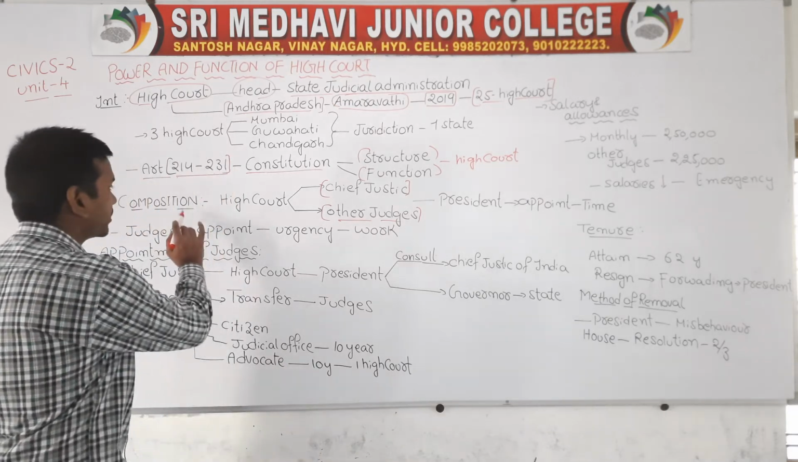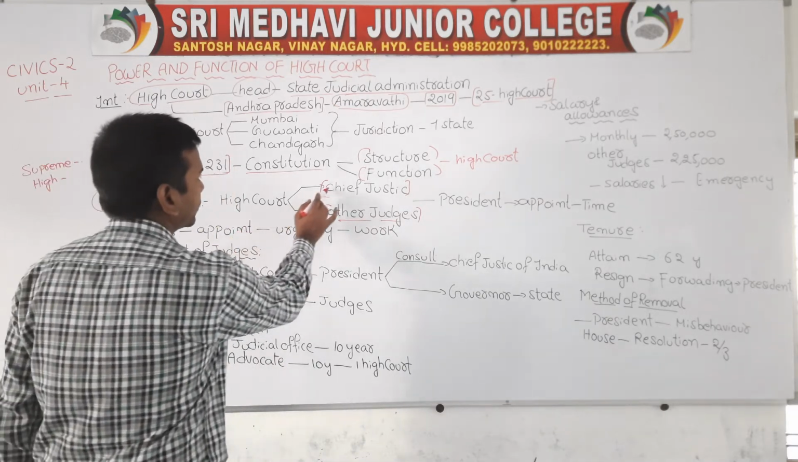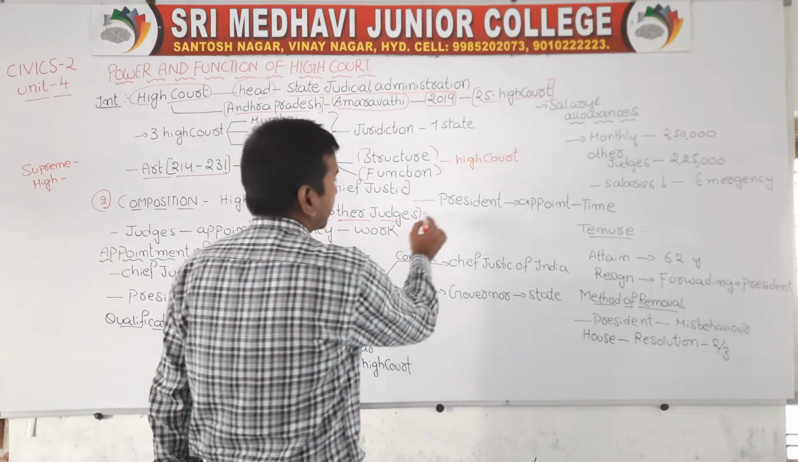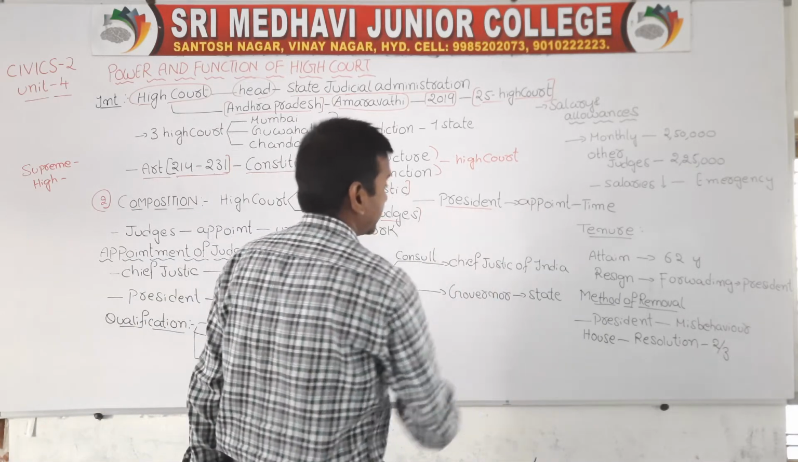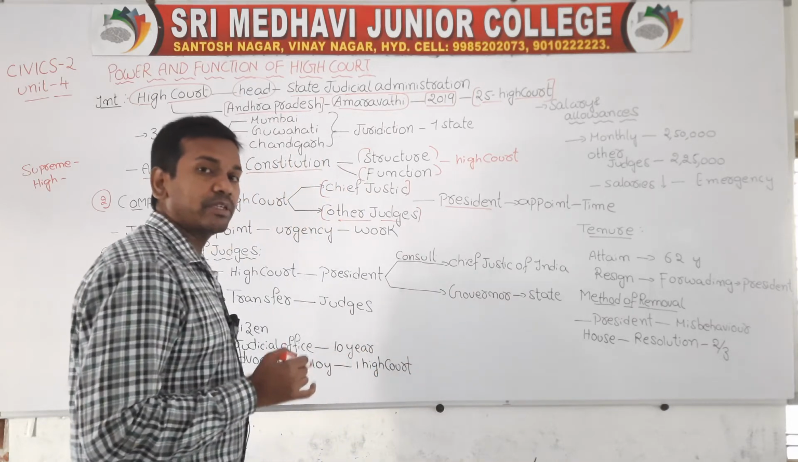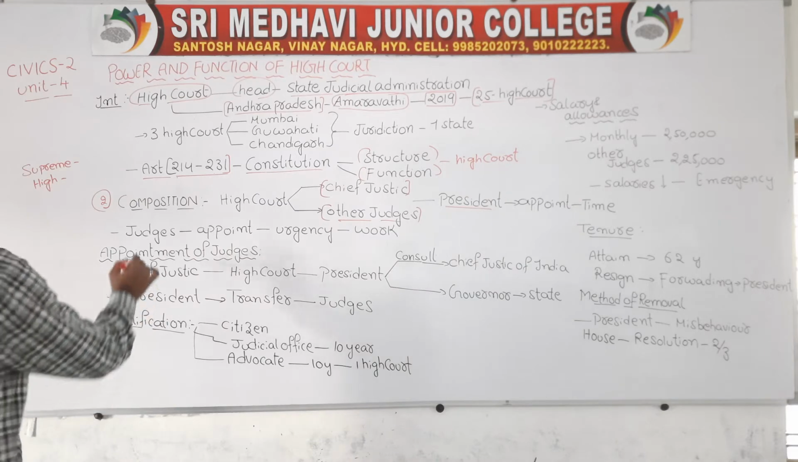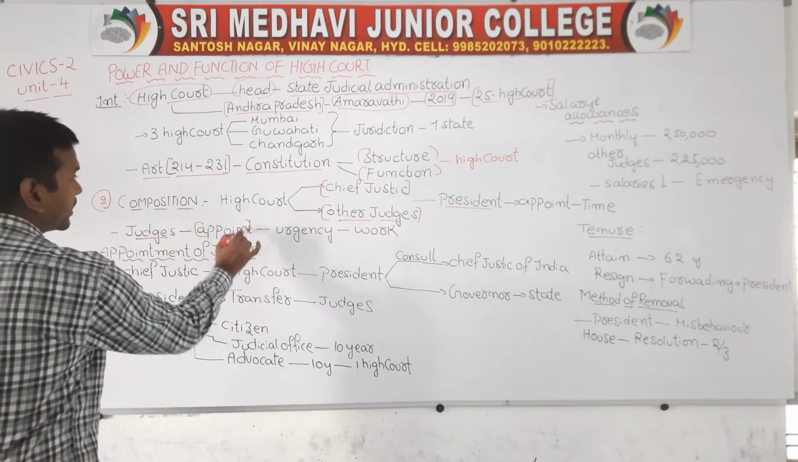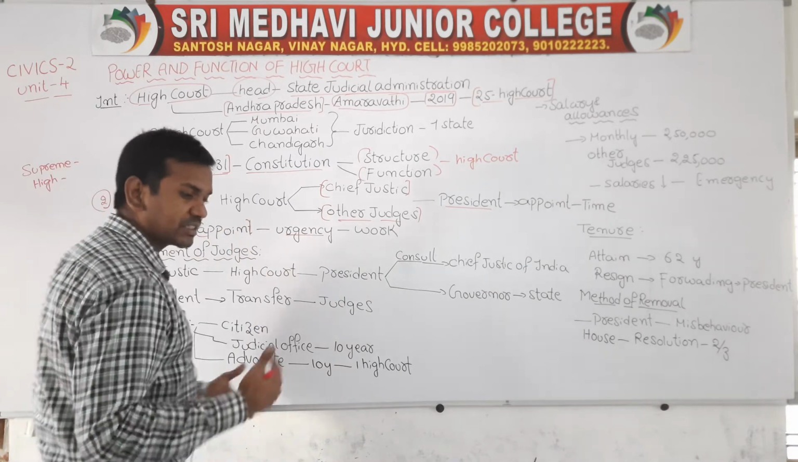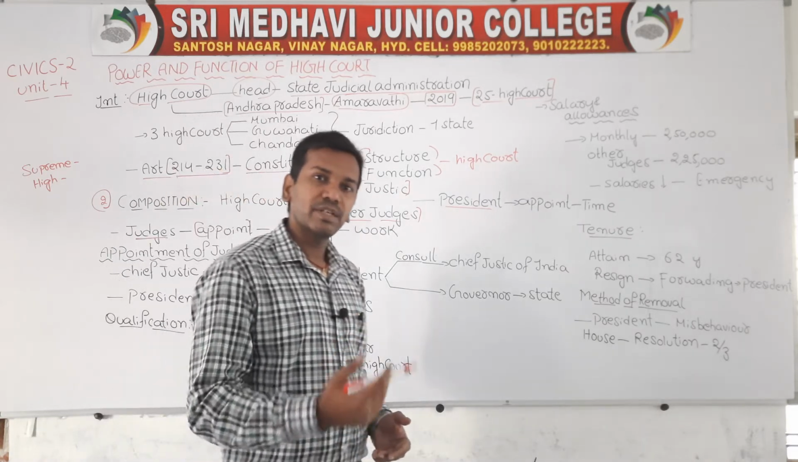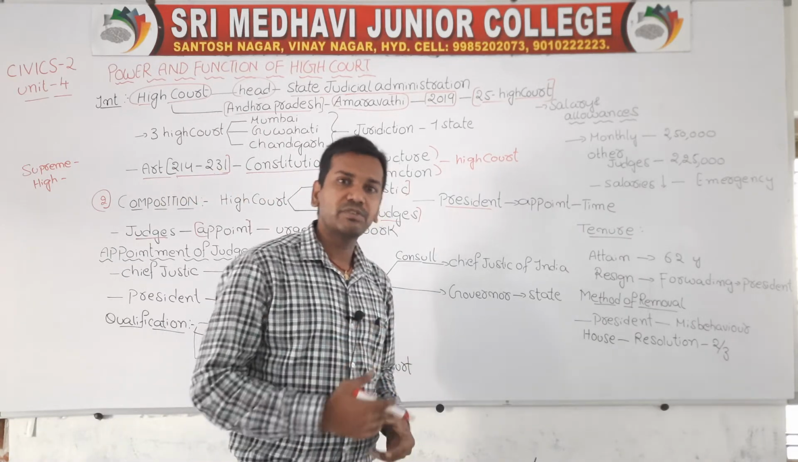So here, in the composition, the Chief Justice and other judges will serve as the High Court, and the President will appoint them from time to time. Whenever the President wants to appoint, he will appoint the Chief Justice and other judges from time to time. Judges are also appointed during urgent work. Whenever there is emergency or urgent work, sometimes judges will be appointed.